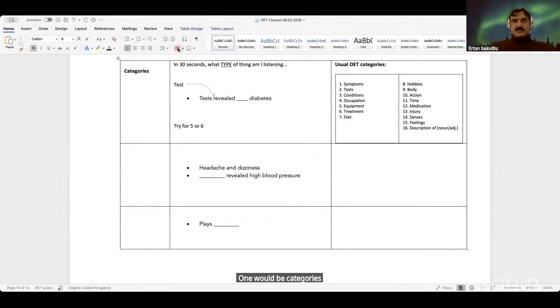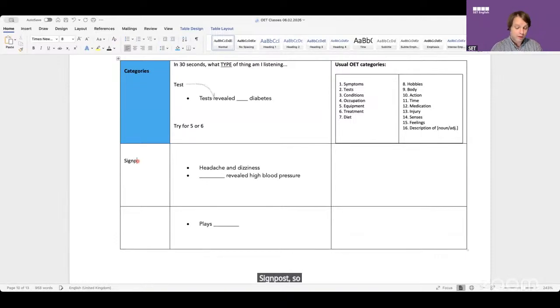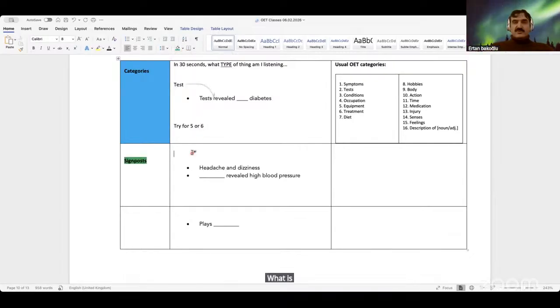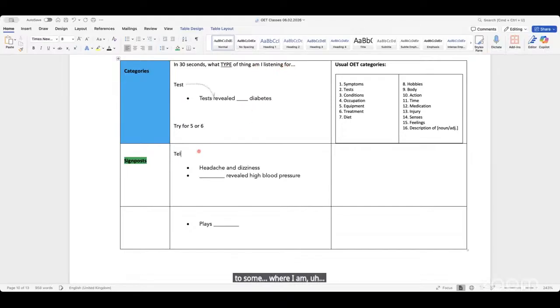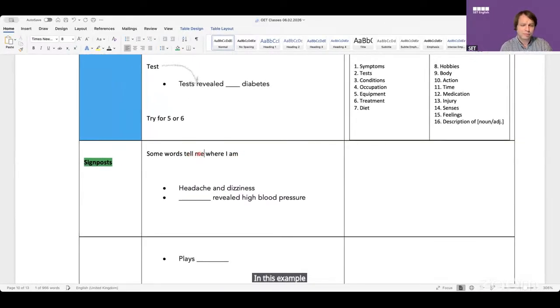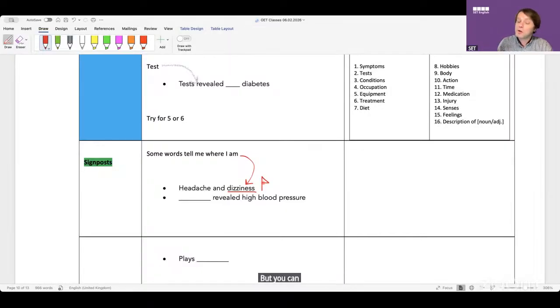Another technique though, do you know any other techniques that we could use here? One would be categories, simple categories. What would be another technique? Signposts. So tell us, what is that? Some words tell me where I am. So where's the signpost here in this example? Before a blank sentence. Yeah, headache and dizziness. It's a very obvious thing, but you can just notice where your signposts are because it helps you to not get lost.